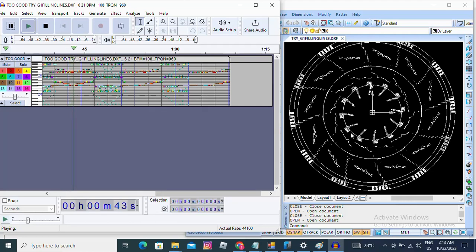In the previous video I did the circle filling algorithm. Here I have used the filling lines algorithm, and that is written in the file name. TPQN means ticks per quarter note, and microsecond per tick is taken as per auto-calculated values from the trigonometry expressions.